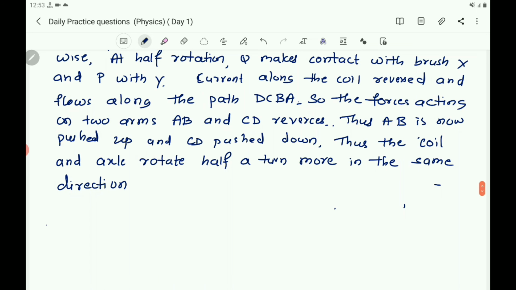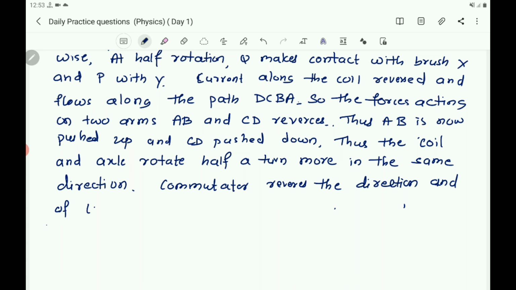So, the reversing of current reverses the direction of the flow of current in the armature and the coil will be in continuous rotation. Commutator reverses the direction of current and the coil will be in the continuous rotation.